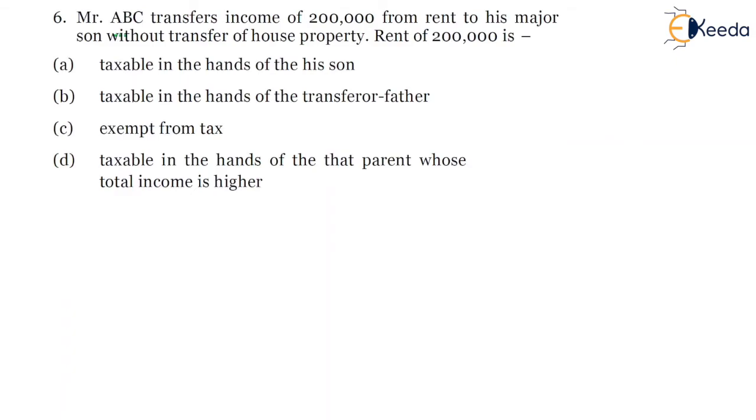Next is, Mr. ABC transfers income of 2 lakhs from rent to his major son without transfer of house property. Rent of 2 lakh is, so friends, section 60, wherein without transferring of an asset, there is transfer of income. The same will be taxable in the hands of Mr. ABC, correct? Taxable in the hands of his son, no.